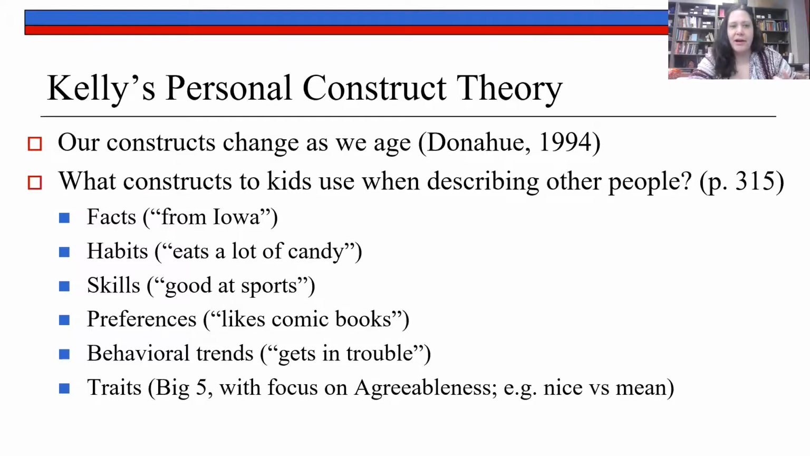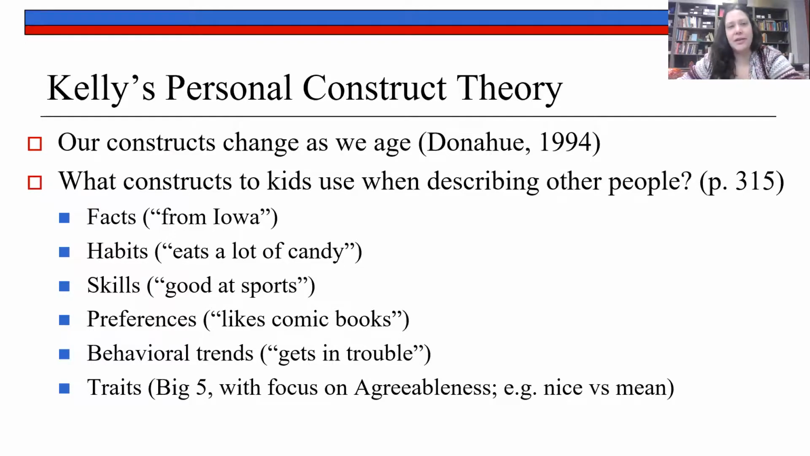So things like facts about the people. So that kid is from Iowa, whereas that kid is from a different country. The kids talked about habits of the people that they knew, like that kid likes to eat a lot of candy, skills, preferences, behavioral trends. And the kids also, they didn't say that kid reminds me of agreeableness in the Big Five. They didn't refer to the idea of the Big Five, but they used the kinds of traits that we've already talked about in the Big Five.